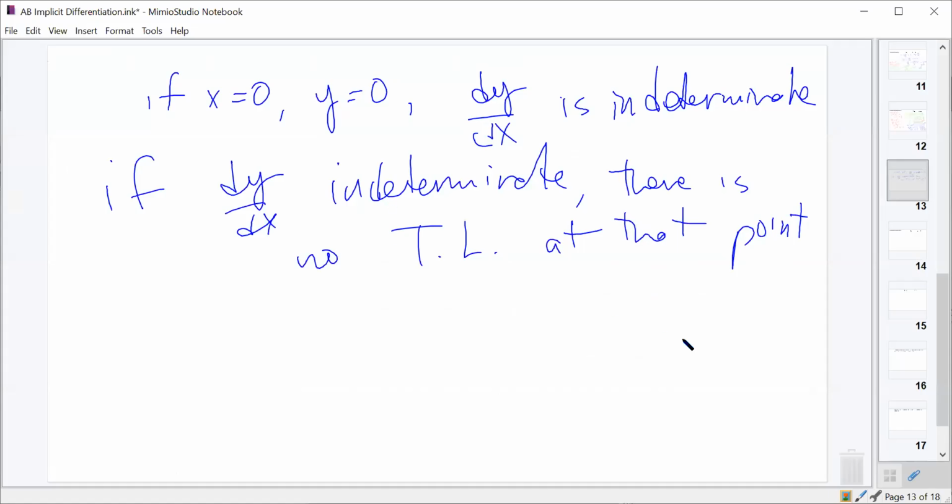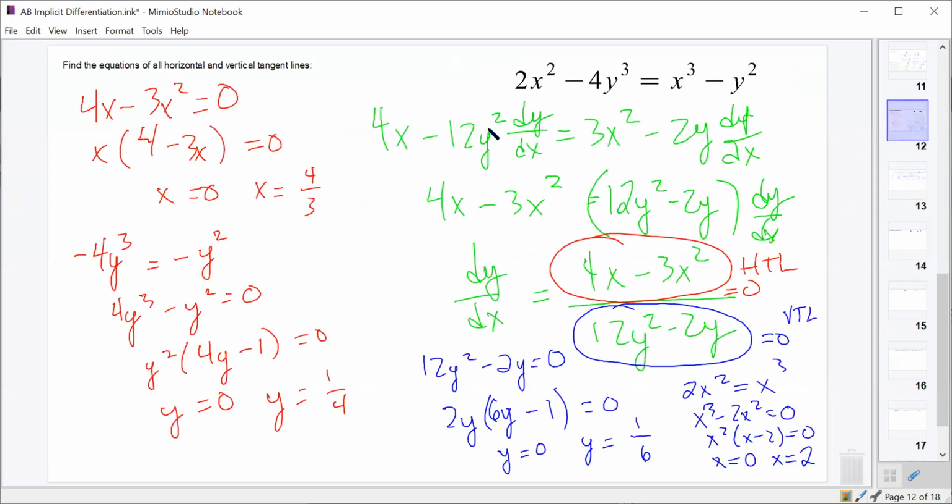So it's very important, especially when you're doing these implicitly defined ones, that if the same point, x equals 0, y equals 0, gives you an indeterminate value for your derivative, there's no tangent line there. Good or no?